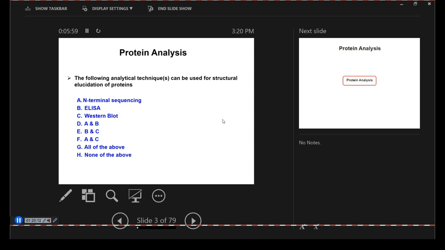ELISA is basically detecting. We do it a lot in the lab to detect whether a protein is going to have any immune reactivity. So we put the protein with the antibody, and if it binds, and the antibody is labeled, then you measure the absorption. So it can give you an idea of the quantity of how many of those epitopes are there, but not necessarily what structure. It's for identification and detection. Okay.